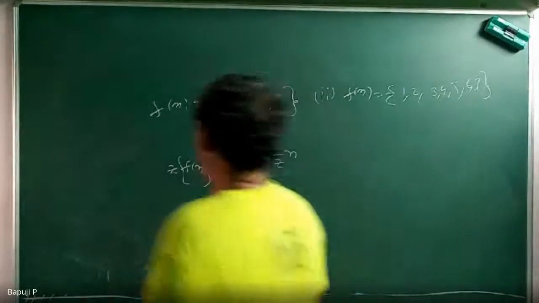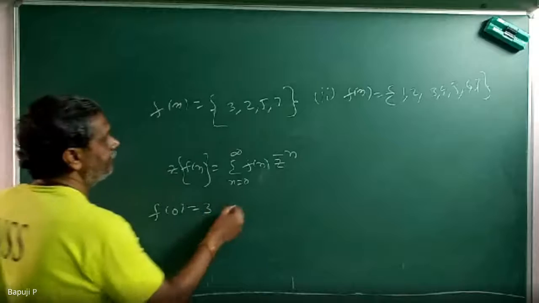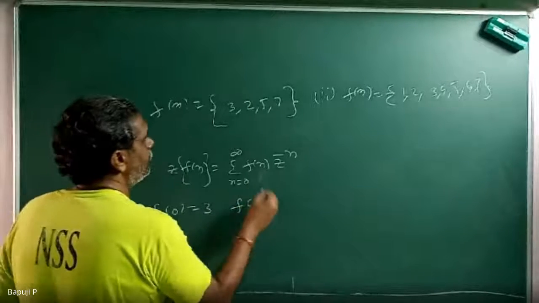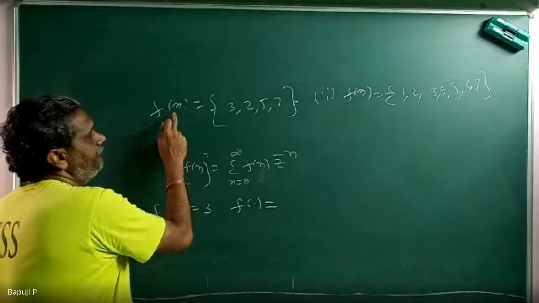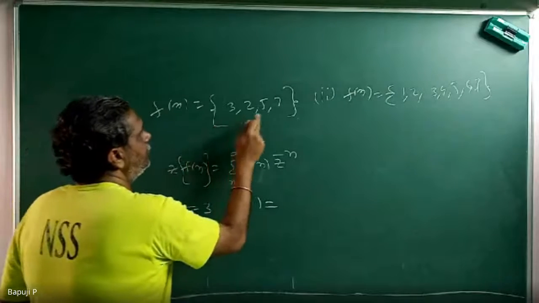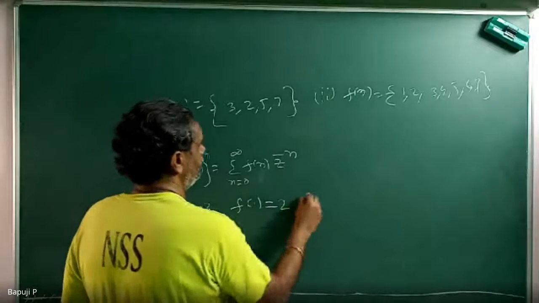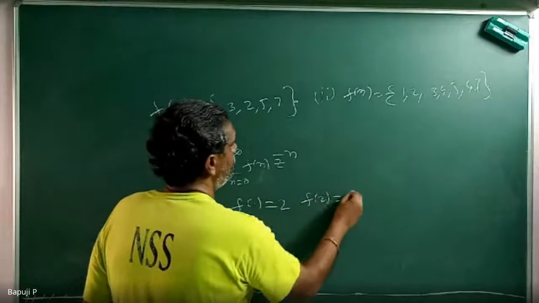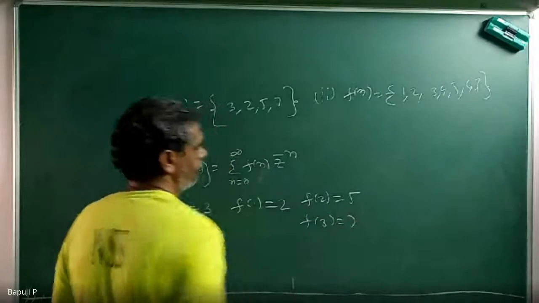So from this, f of 0 is equal to 3. f of 1 is equal to what? These are the functional values given. n is running from 0 to infinity, my values stand only up to 0, 1, 2, 3. The remaining values vanish. f of 1 is 2, f of 2 is equal to 5, f of 3 is equal to 7.